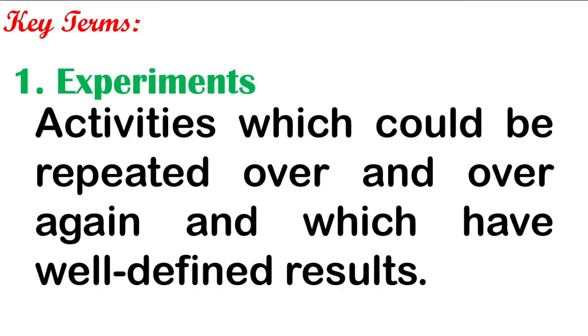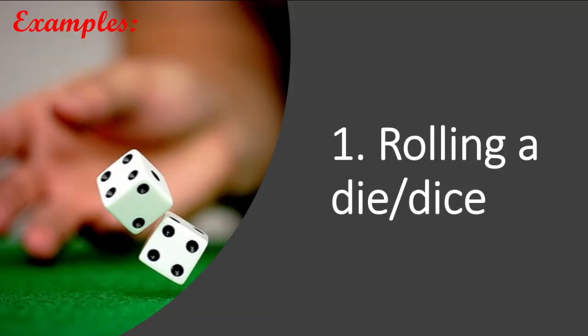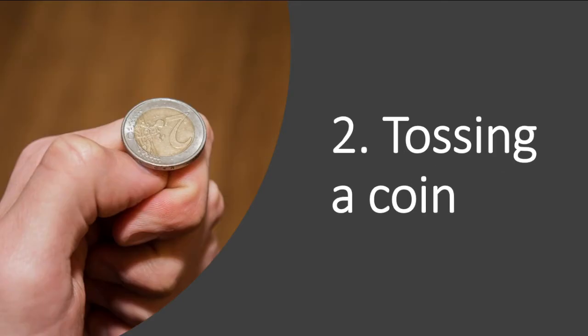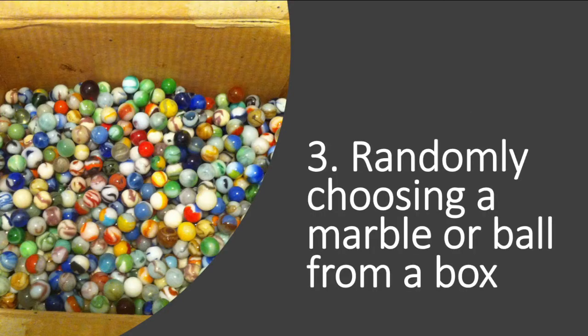Now, key terms to remember in dealing with probability. We have experiments. In science, when we say experiments, we combine A and B, and then something happens within A and B. In probability, that is different. In probability, experiments are activities which can be repeated over and over again and which have well-defined results. Examples are rolling a die or dice, tossing a coin, and randomly choosing a marble or ball from a box, and more.